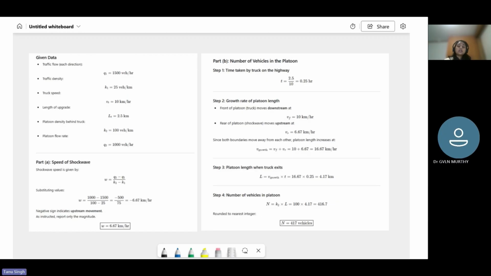And if we need to find the number of vehicles, it will be just the density, that is from the second condition, into length. That is 100 into 4.17. So it will be around 416.7. To the nearest integer, it will be 417 vehicles. That is the total number of vehicles in the platoon.